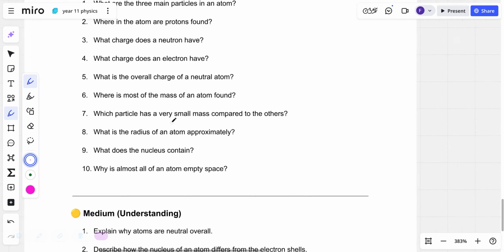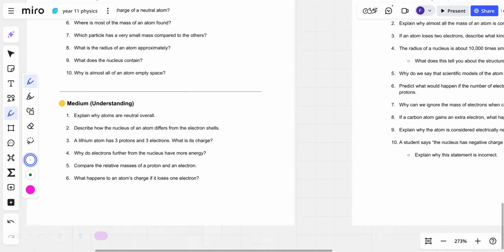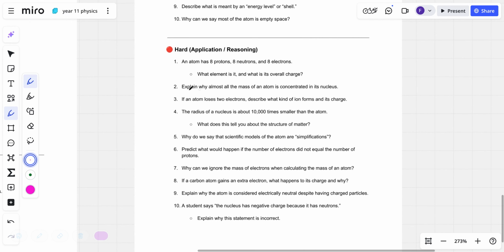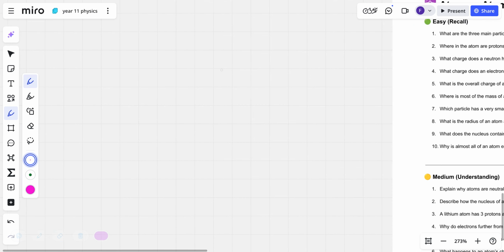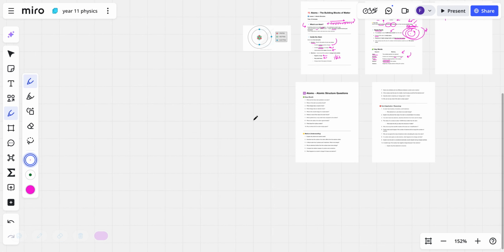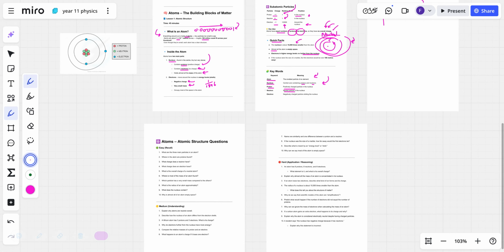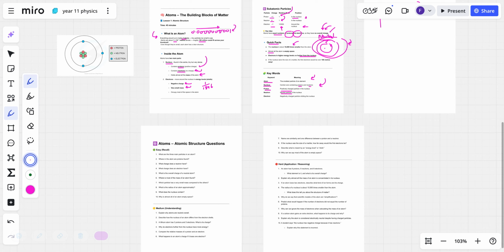So you've got 10 easy, 10 medium, and 10 hard questions. I did drop in a little image. I haven't added too much on because I don't want to jump into the next lesson, which will be something called isotopes. So hopefully this is a recap for everybody who was late.